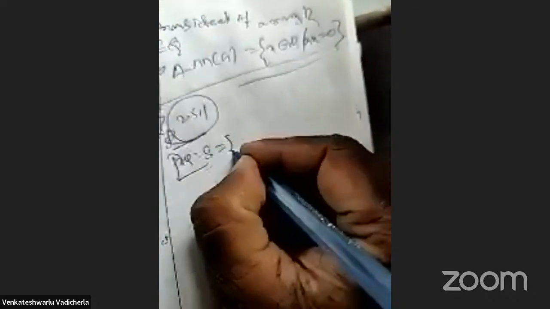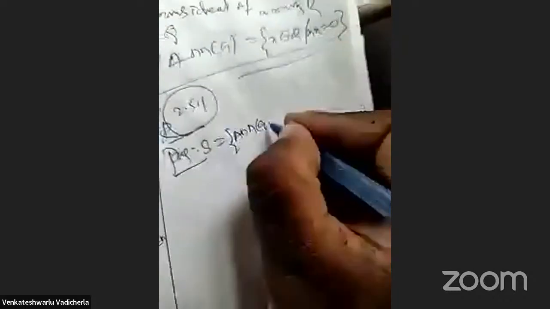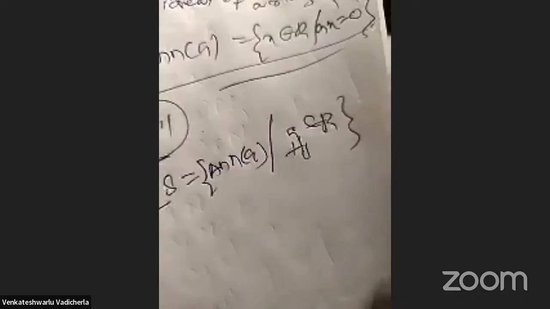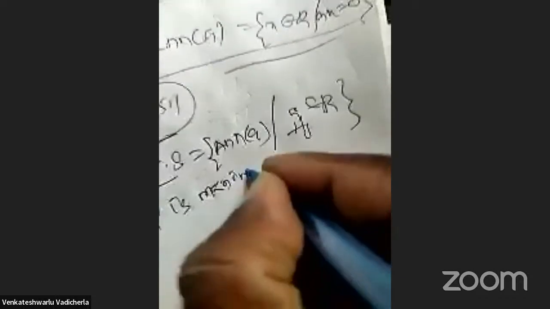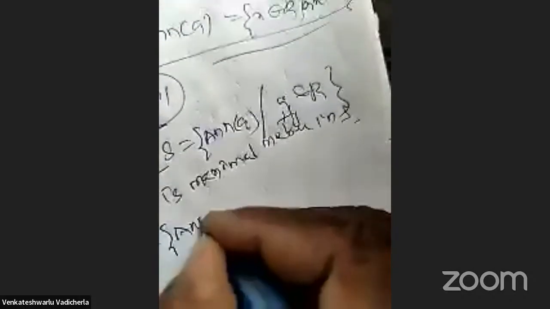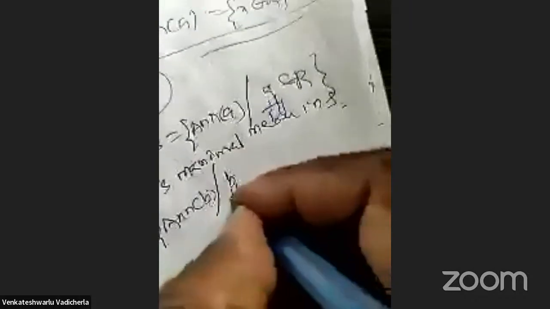So let S be the set of annihilators of a, such that a is not equal to 0, belongs to R, a non-zero element of R. We have to show that P is a maximal member in S. Let P equal the annihilator of b, such that b is not equal to 0 and belongs to R. So since b is not equal to 0, 1 does not belong to P.